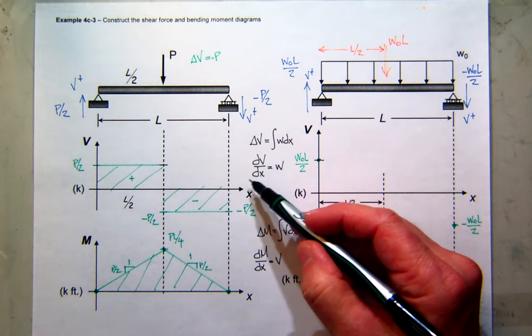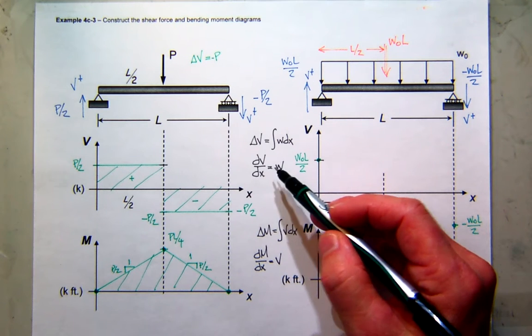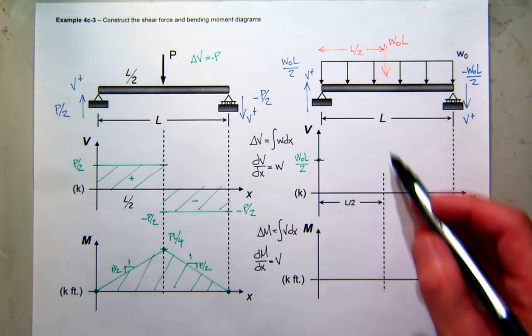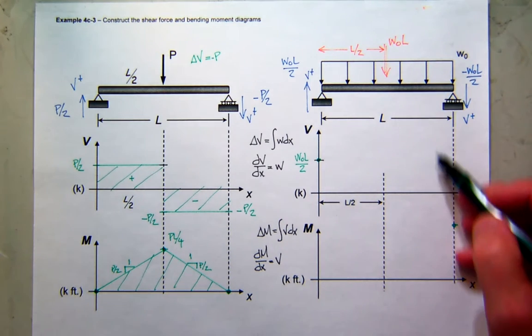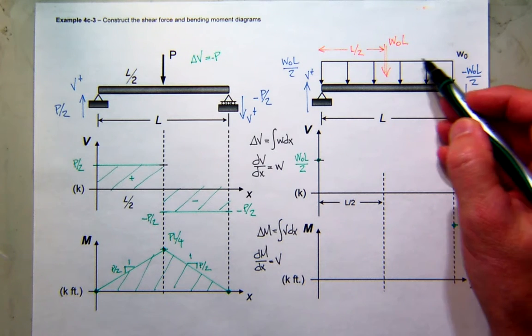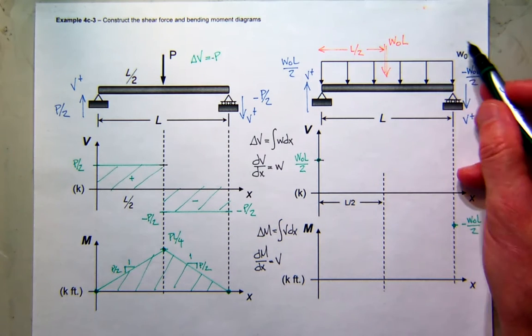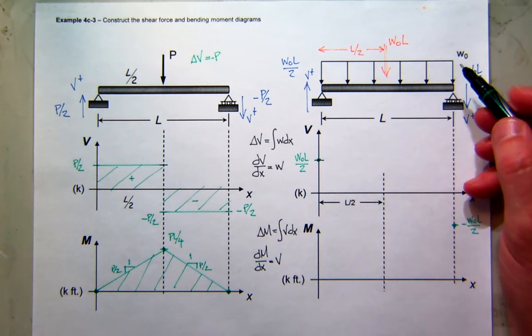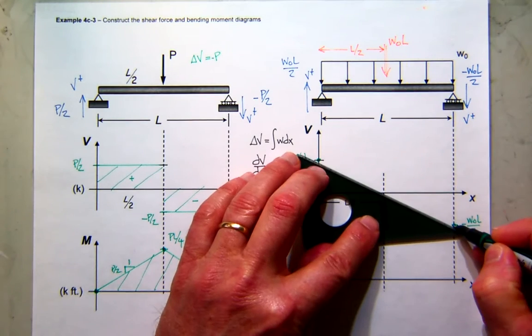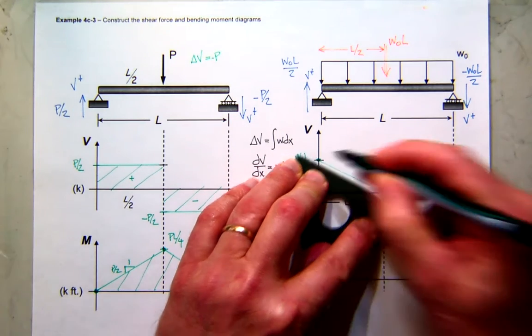And what's the shape of the shear diagram? Well, it's given by the load. And everywhere you look up on this beam, what's the value of the load? W naught. So it's constant. And is it positive or negative? Negative. So that means we have a constant negative slope.